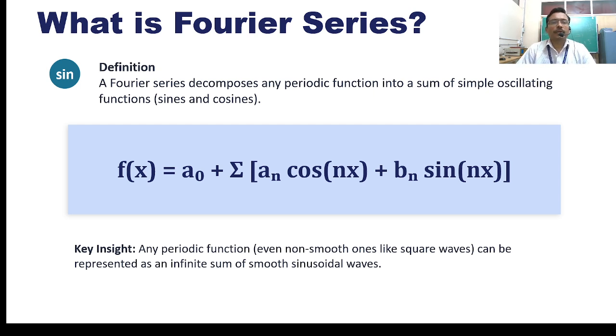What is Fourier series? A Fourier series decomposes any periodic function into a sum of simple oscillating functions. So what do you mean by periodic function? That we will see now. Oscillating functions are sine and cosine functions. That means to say we are trying to decompose the given function or a given signal into sine and cosine signals.